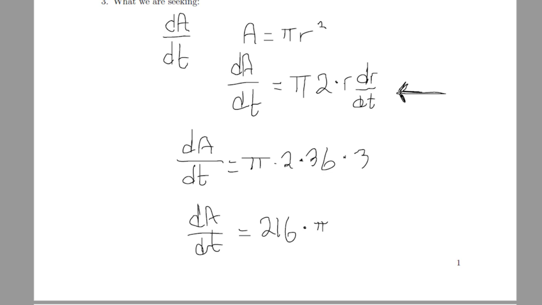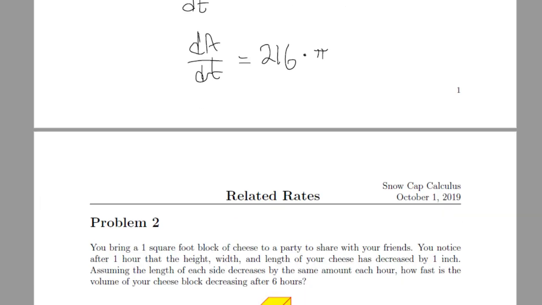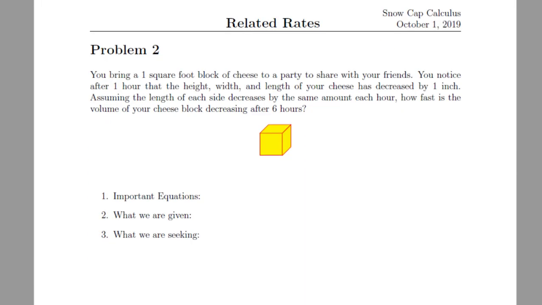All right, so that's example 1. We'll go on to another kind of easy example. Let's see. You bring a 1 square foot block of cheese to a party to share with your friends. You notice after 1 hour that the height, width, and length of your cheese has decreased by 1 inch. Assuming the length of each side decreases by the same amount each hour, how fast is the volume of your cheese block decreasing after 6 hours?